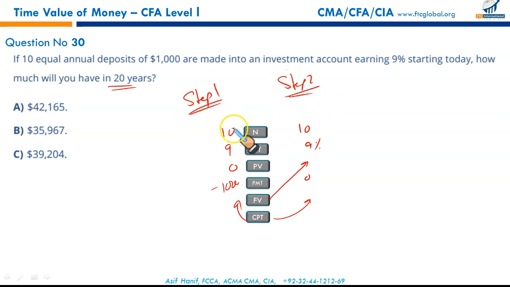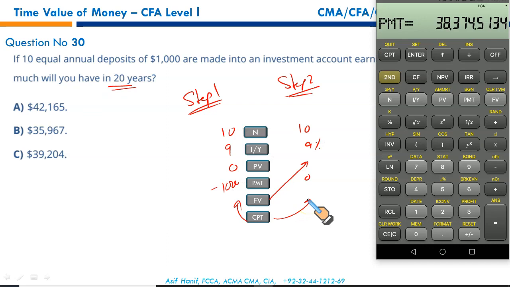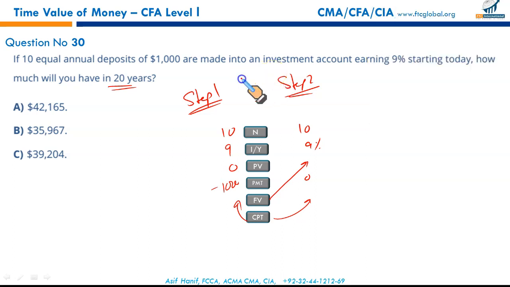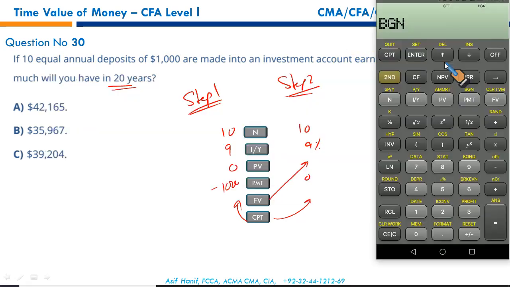Step 2. In the first step, you calculate the future value after 10 years. That future value will become the present value for the next 10 years, with 0 payment and 9% interest, and you will calculate the future value. Let us do it. Second, PMT, second, set: are we in the end mode, or are we making the first payment right now? Second, set, second, enter. The beginning mode, where the first payment is made right now. It's an annuity due. Let us make sure: 10 equal annual deposits into an investment account earning 9% starting today. Definitely it's an annuity due, and we have rightly set it so.